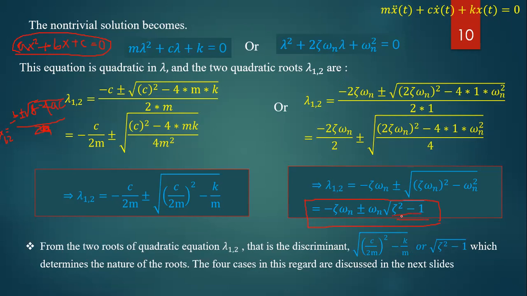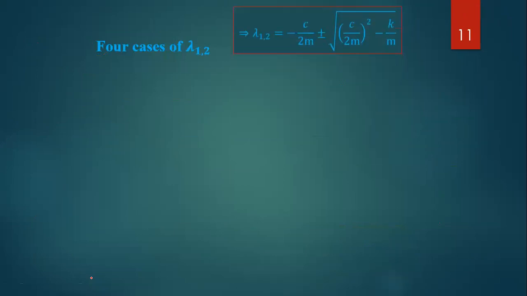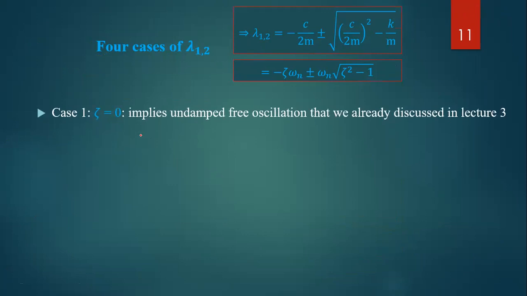This term, either this term or this term, determines the nature of the roots. In this case, we have 4 different cases in order to determine our system of equation. What are those things? Let's see. So for lambda 1,2 with c over 2m, these are the actual solutions which you obtain. The first case is zeta equal to 0.